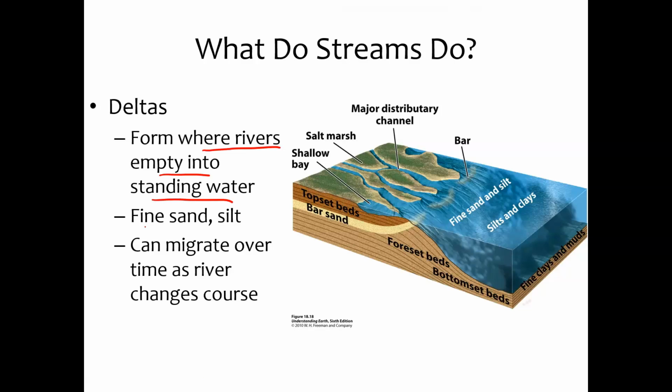These deltas tend to be made of fine sand and silt, because it's what the meandering river can transport by the time that it reaches the ocean, and then it slows down and dumps that fine sand and silt out in this delta here. Deltas can migrate over time as the river changes course, much like the river channel itself can.